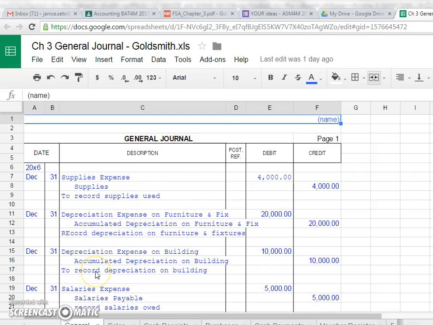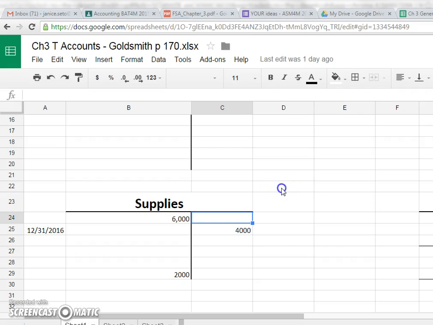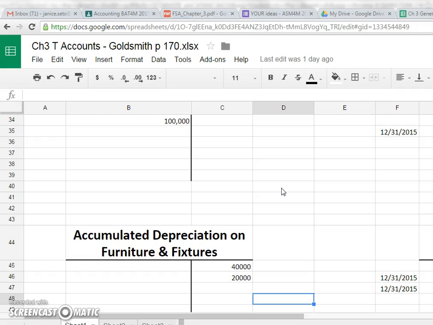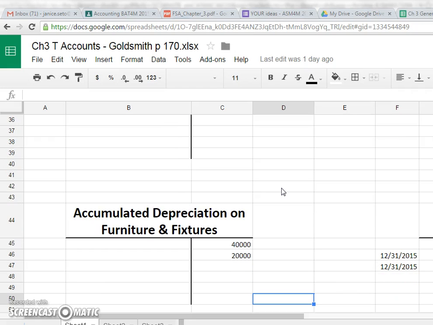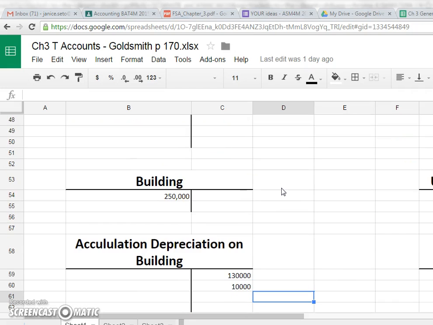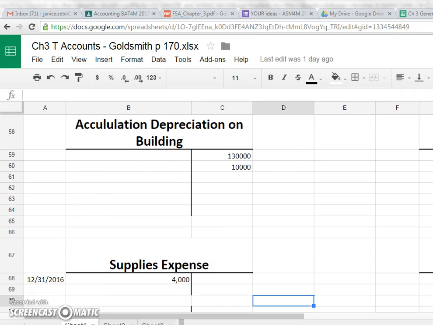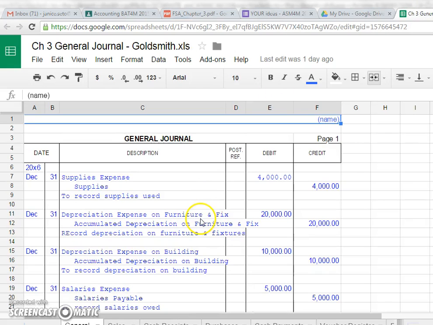Number C is an accumulation of depreciation on the building. So this was furniture and this was on the building. So you record that also under the debit and credit. This is a debit expense. Okay, so if you look under the T, I wonder if I've got it here. So there it is, the accumulated depreciation of furniture and fixtures, and then accumulated depreciation on the building. And then there's that supply expense that I was talking to you about.